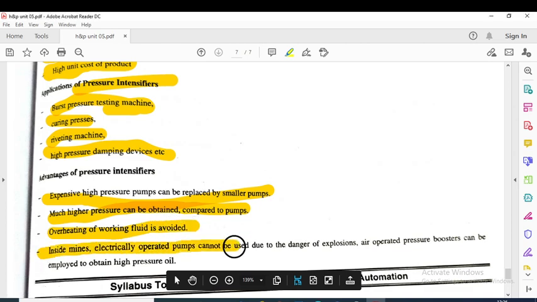Inside mines, electrically operated pumps cannot be used due to the danger of explosion. So at that place, you can use the pneumatic system and it is completely fire free.